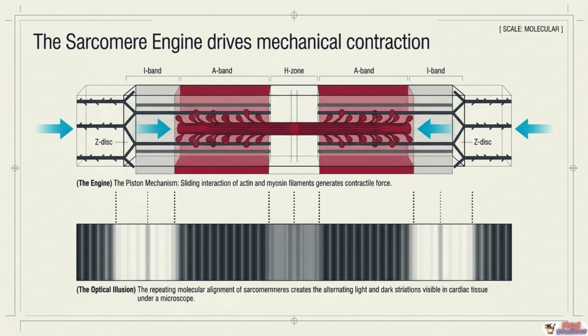Using energy from ATP, myosin heads repeatedly bind, pull, and release actin filaments, drawing the Z discs closer together. This repeating molecular alignment across the entire length of the cell creates a beautiful optical phenomenon under the light microscope, the alternating light and dark striations characteristic of healthy, functional cardiac muscle tissue.